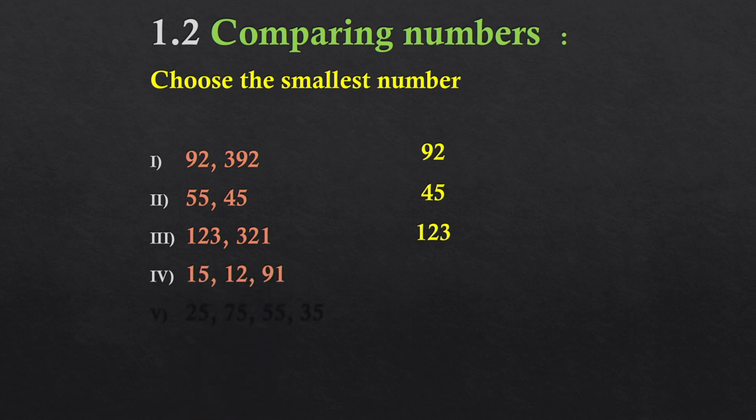I have given here three numbers: 15, 12 and 91. You have to identify which one is the smallest number. Yes, it is 12. Very good, students.